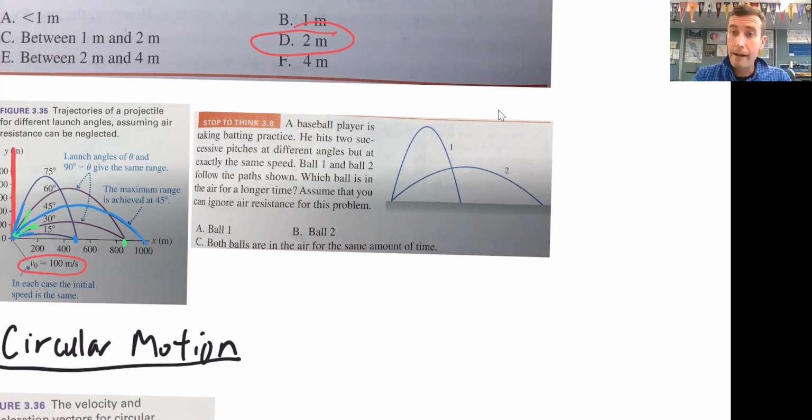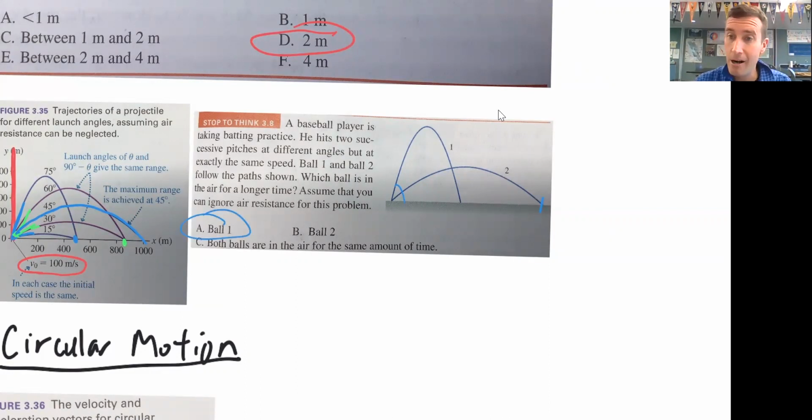Okay, so right off the bat, it looks like ball 2 clearly goes further, right? Ball 2 looks like it's at maybe a 30-degree angle. Ball 1 is at maybe a 75-degree angle. But what controls the time that the ball is in the air? That's the vertical distance, right? If something goes higher, it's in the air for longer. So the one that spends more time in the air is going to be the one at a steeper angle that goes higher. In this case, that is ball 1.